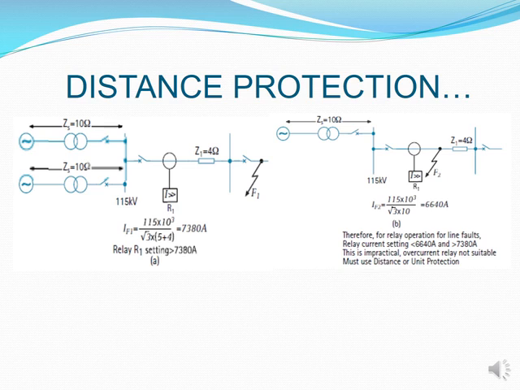Then if you look on your right hand side, they've now removed the second transformer. You've only got one transformer, and your fault is now between the two bus bars, where it was at the end in the previous one. When they calculate the fault current here, they find that it is 6640. So when you have to set your relay in this case, you'll have to say that the relay current setting needs to be within the 6640 amps, but it also needs to be greater than the 7380 amps. So it becomes impractical for you to utilize your overcurrent system for this case.